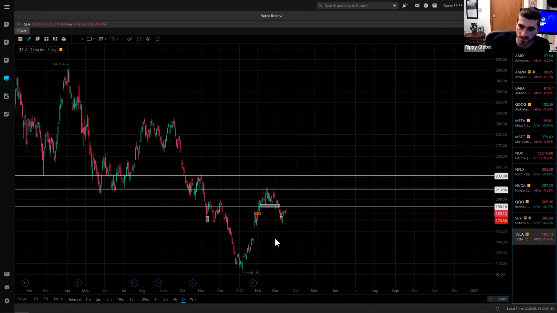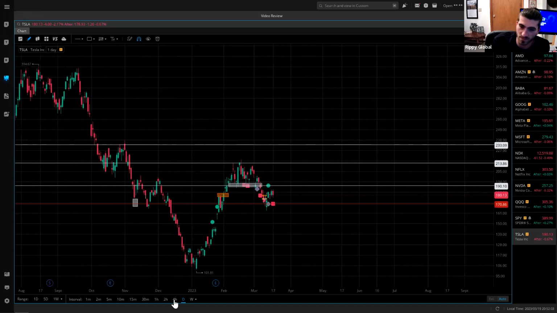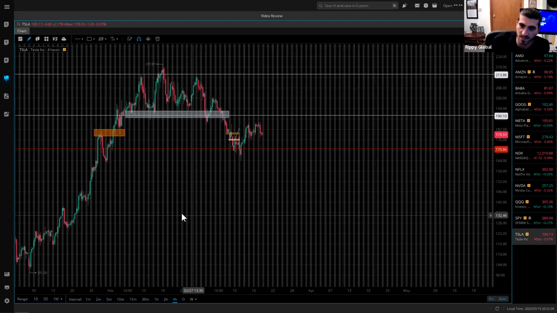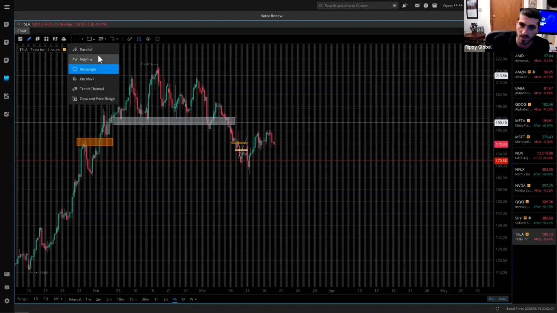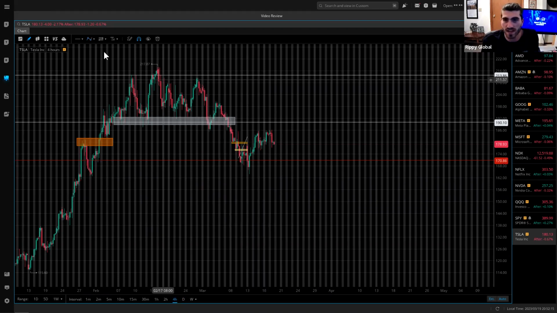So I'm on Tesla now. Tesla is still, I mean, an inverted cup and handle. It's the same thing as a regular cup and handle that happens like this, but it's just inverted, which means it's flipped, upside down. And right now it's literally forming a bear flag.